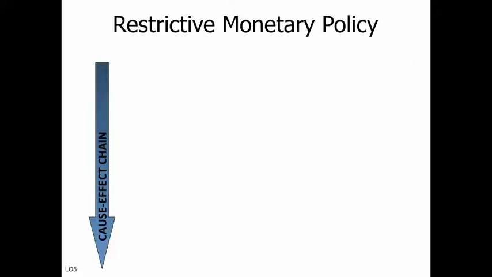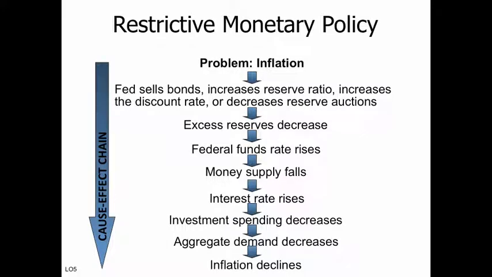Again, we have this cause-effect chain. Everything is just reversed. The problem now is inflation. The Fed would want to sell bonds to the banks, taking money out of the banks, lowering their excess reserves, increasing the federal funds rate, so the money supply is going down. Therefore, the interest rate is rising. Investment spending and also consumer spending will be falling. The aggregate demand curve would shift to the left, and we have the effect of reducing the inflationary pressure.